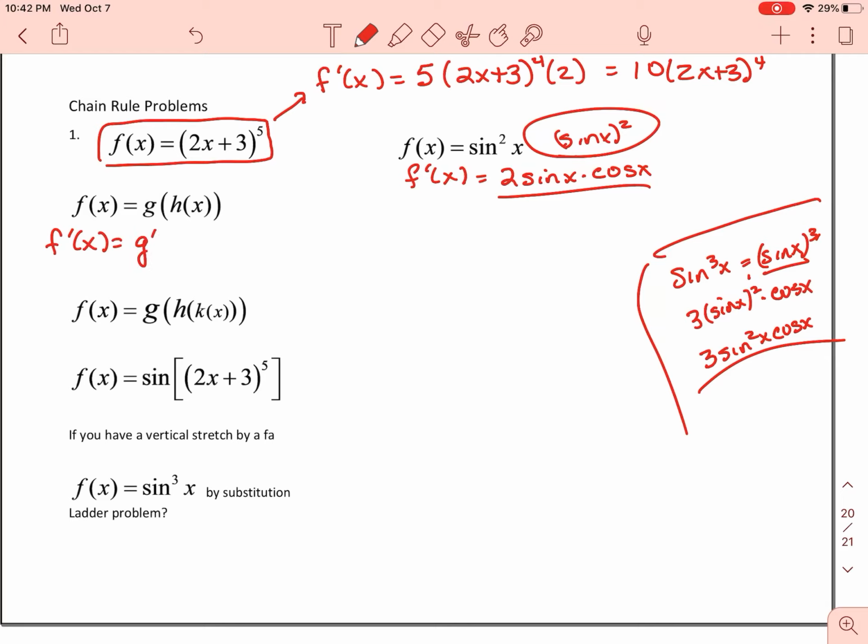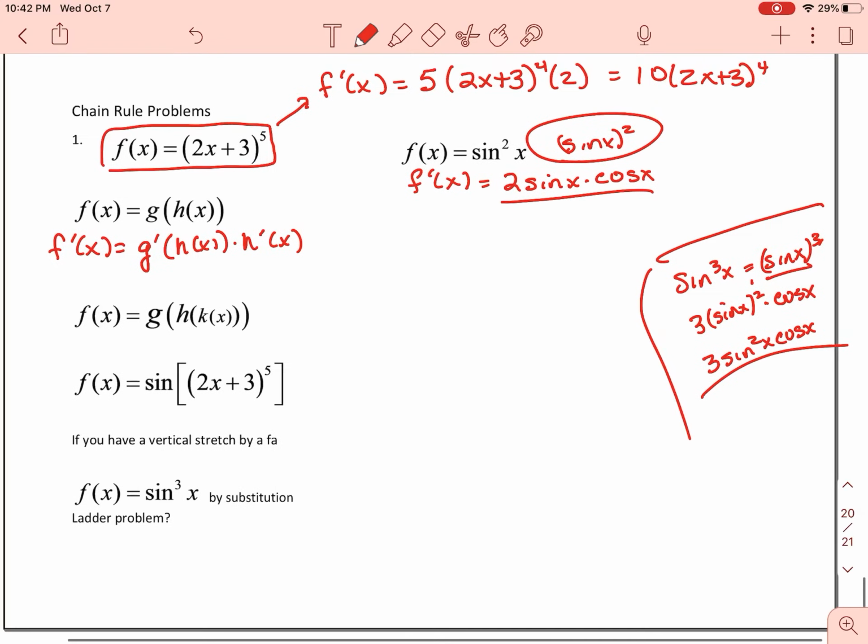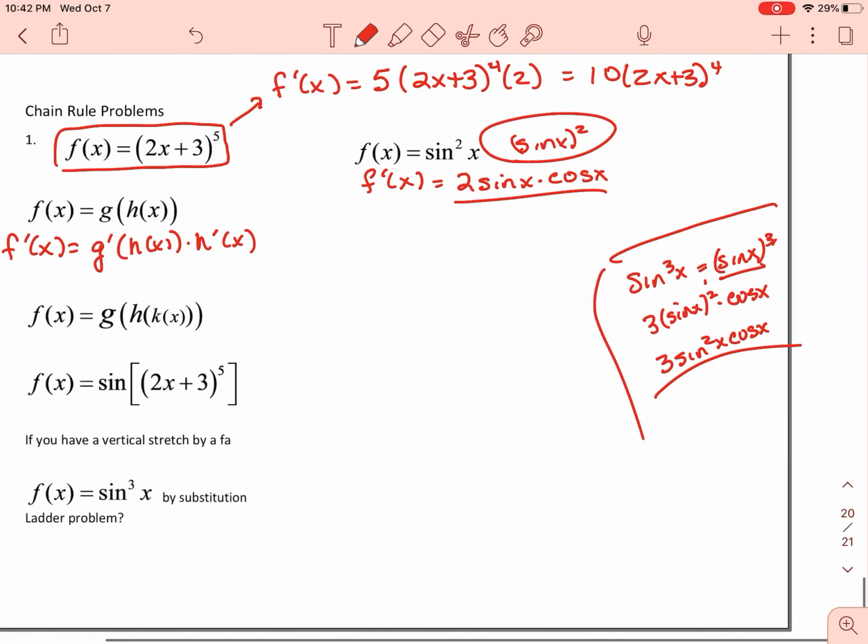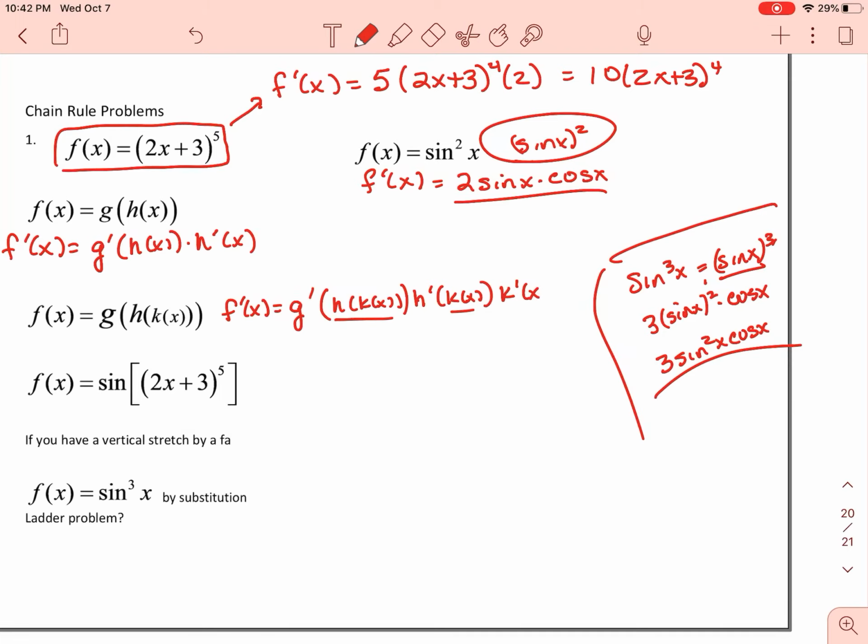F prime of x is going to be the outer function derivative, g prime, leave the inner function h of x alone, then times the derivative of the inner function, h prime of x. Now we got a whole bunch going on here. So here, f prime of x is going to be, the outer function is g, so it's g prime of what? h of k of x. Leave it all alone. Don't do anything to it. Now go in here and take the derivative of that, so it's going to be h prime of k of x. And then take the derivative of k of x, and you're going to get k prime of x. So you've got a 3-link chain there.